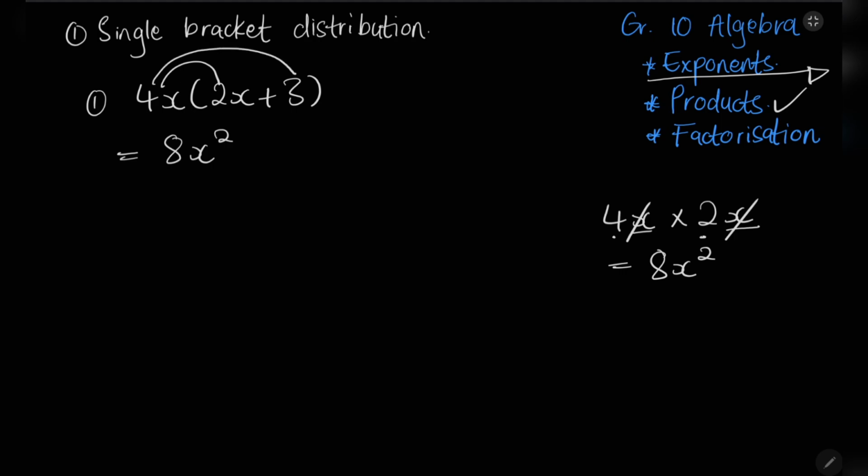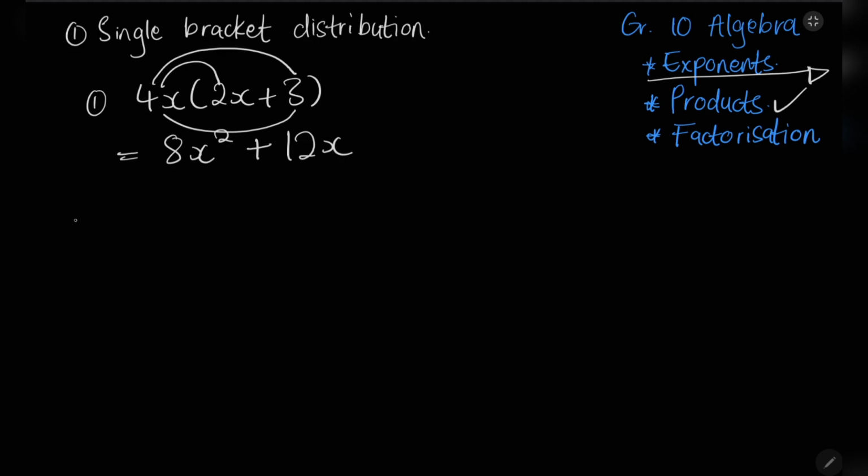Then 4x times 3. You can also do this on the side, 4x times 3. You have to say 4 times 3, which is 12. But we have a variable, we have x here, so we just write it as it is. We don't have another x. It would be x squared, but in this case we just have 1x. So 4x times 3 is positive 12x. I hope that you guys are following now.